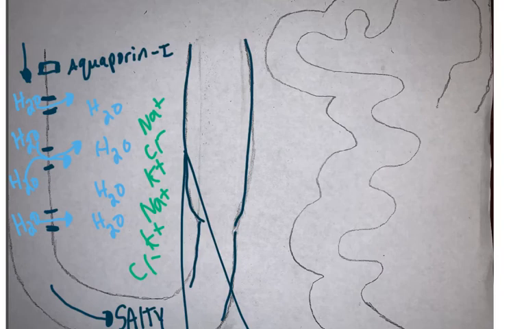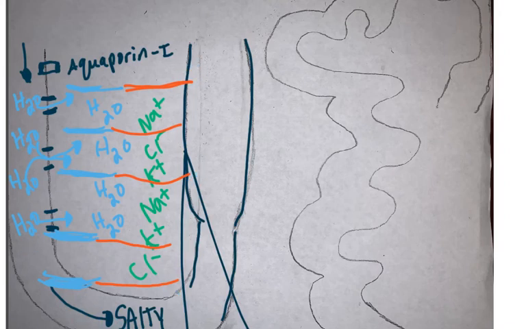If we looked at the vasa recta, it's kind of like a capillary bed. We would see the venule side, so let me color this in more, and then we would see the capillary side on this side. What's going to happen is that the vasa recta will supply nutrients to the renal medulla, or the loop of Henle, and also try to pick up some of these solutes and water.